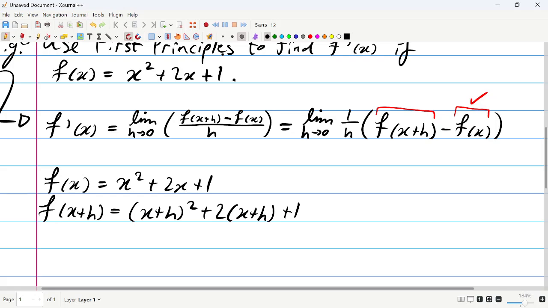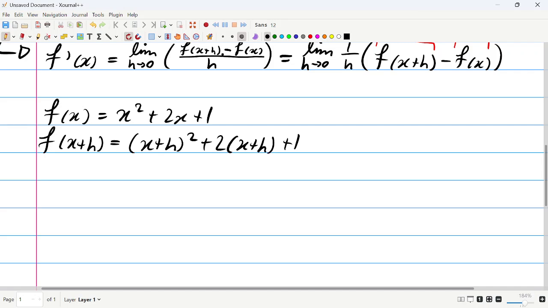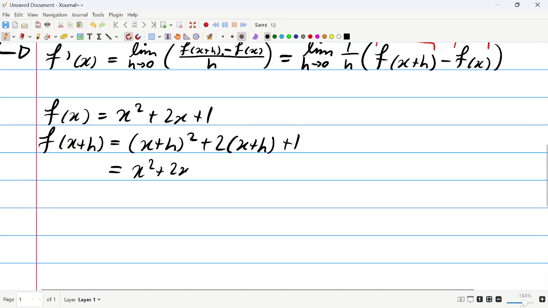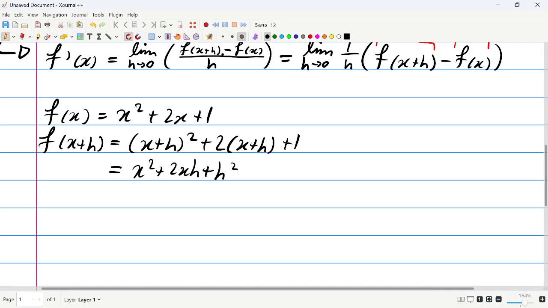That's all we're going to have from here. If you want, you can obviously simplify this as much as possible. I always recommend doing this, by the way. If you're able to do it, do it. So x plus h squared is just going to be x squared plus 2xh plus h squared, plus 2x plus 2h plus 1. Okay. And this is what we have.